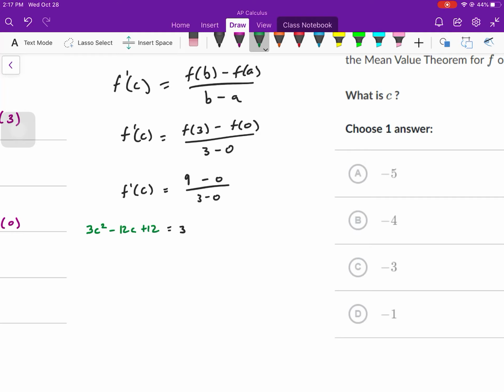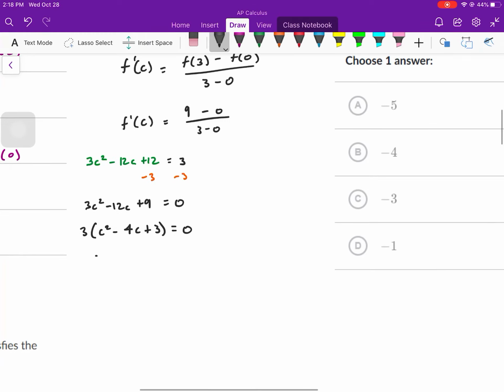So now we have a quadratic. So what we're going to go ahead and do is we're going to get it equal to 0 by subtracting the 3 to the other side. And so now what we'll have is 3c squared minus 12c plus 9 equals 0. Factor out the 3. And then we'll factor this, use the diamond method, c minus 3, c minus 1. So c equals 3 and 1.